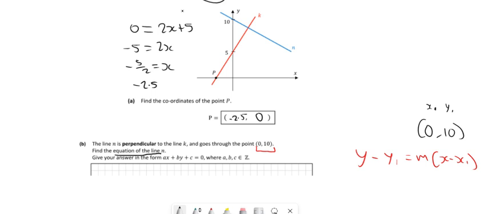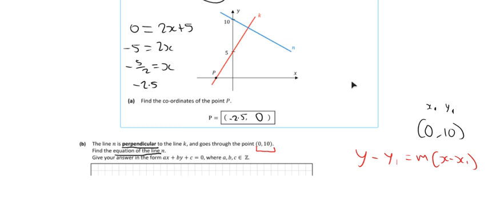The big issue here then is that we don't have the m. But it does tell us that n and k are perpendicular, and you need to know another key piece of information here: when two lines are perpendicular, if you take the slope of one, flip it upside down and change the sign, that gives you the slope of the other one.